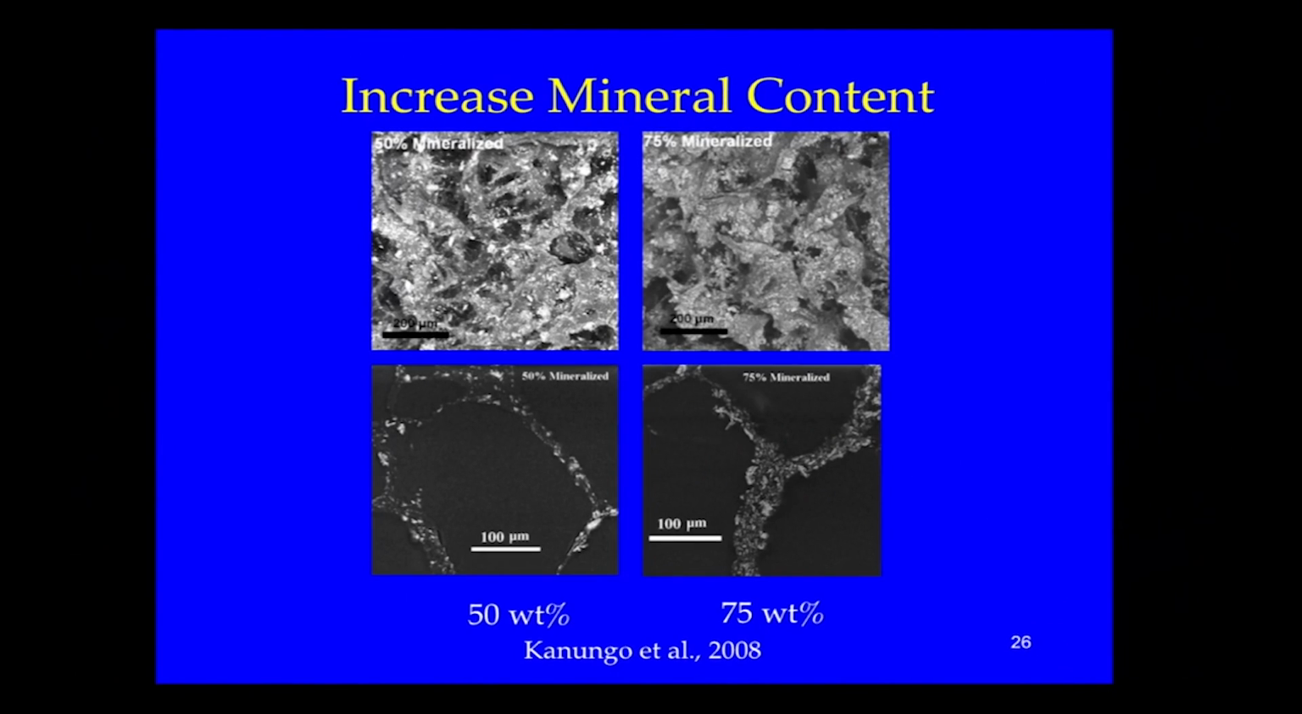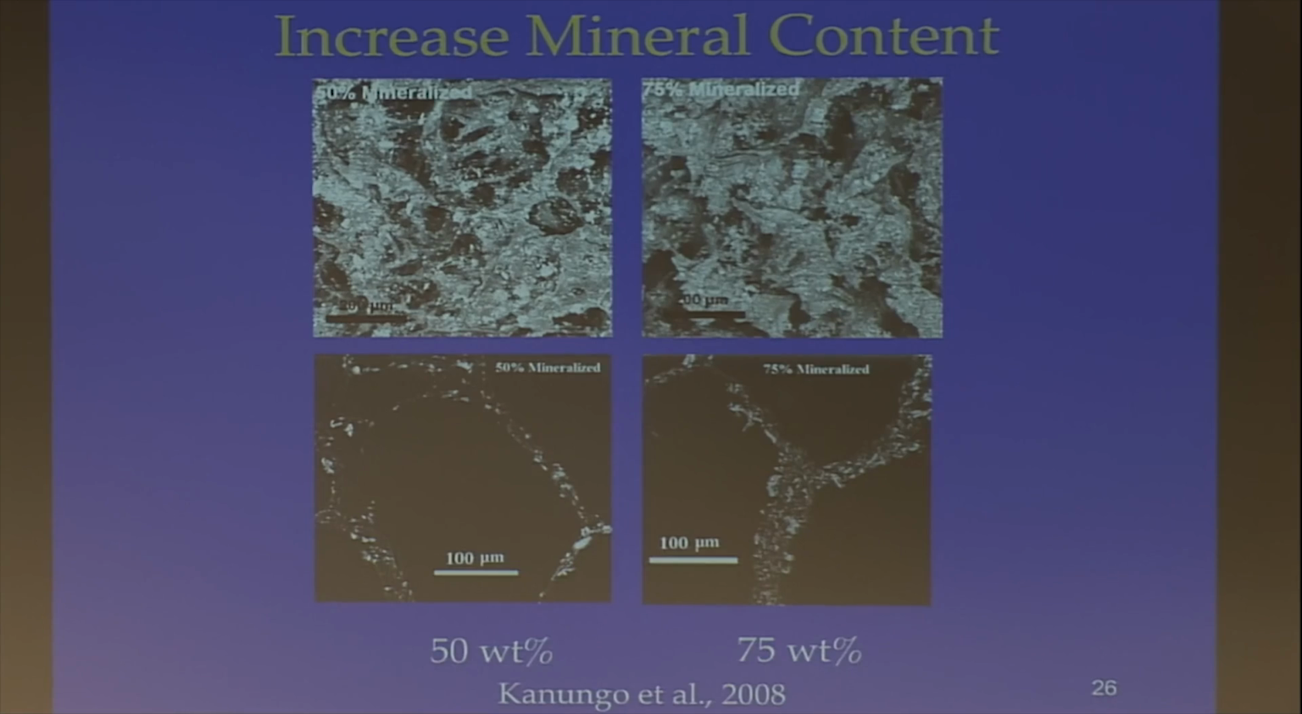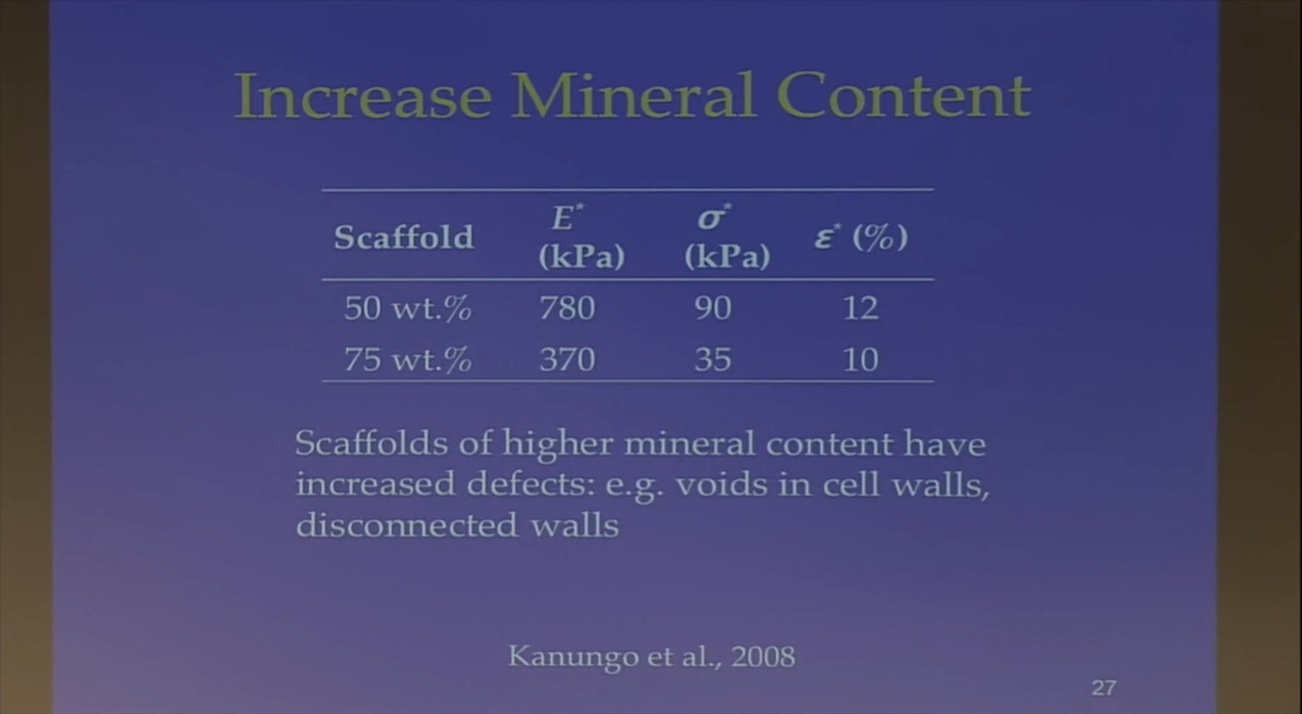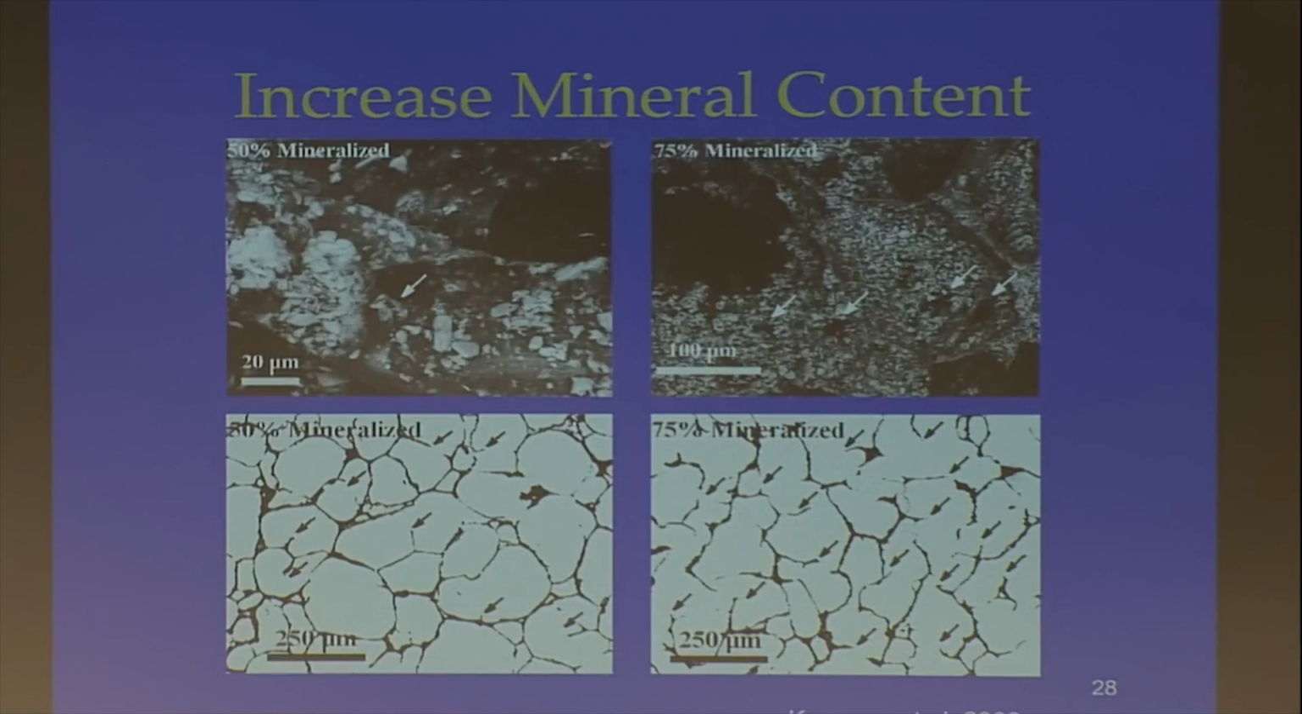So Baraja made these more highly mineralized scaffolds, and these are just some SEM images of those. But the thing he found was that the properties actually got worse when he had the more highly mineralized scaffold. The modulus went down and the strength went down, so that wasn't very helpful. And when he looked into it in more detail, he found that he had more voids in the cell walls and more disconnected walls. This shows some of the micrographs, so this isn't really very quantitative, but you can see there's holes here, a few holes here, but there tended to be a bigger volume fraction of holes in the more highly mineralized scaffolds and more walls that were disconnected. So we realized increasing the mineral content wasn't going to work very well.